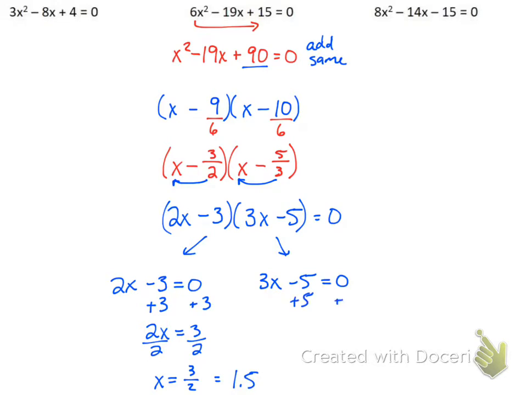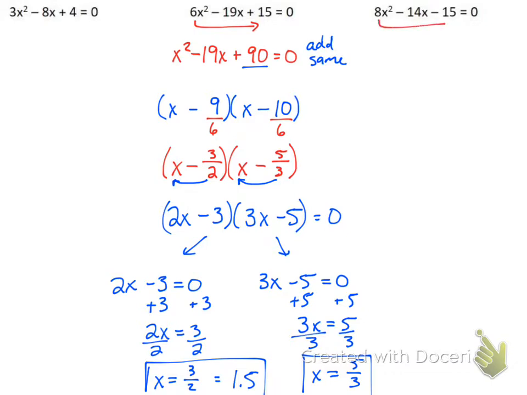Add the 5 to the other side in the other equation. Get 3x is equal to 5, and divide both sides by 3. Get x is equal to 5/3. That's not a terminating decimal, that's a repeating decimal, so I do just want to leave it as 5/3, or 1 2/3 would work as well.